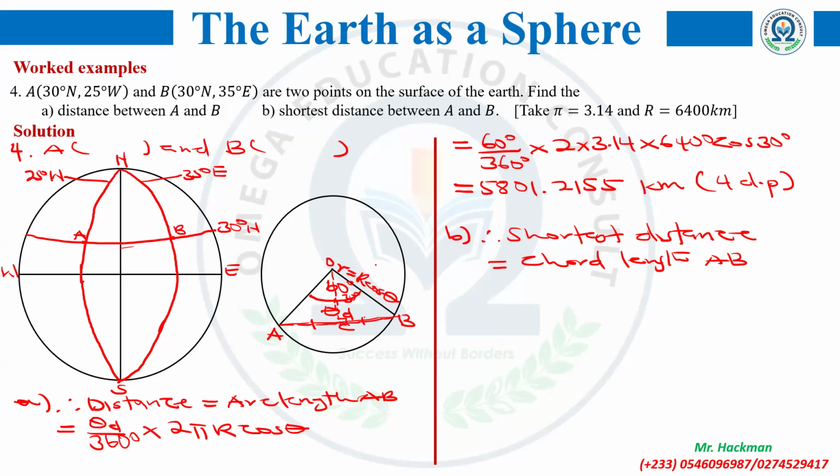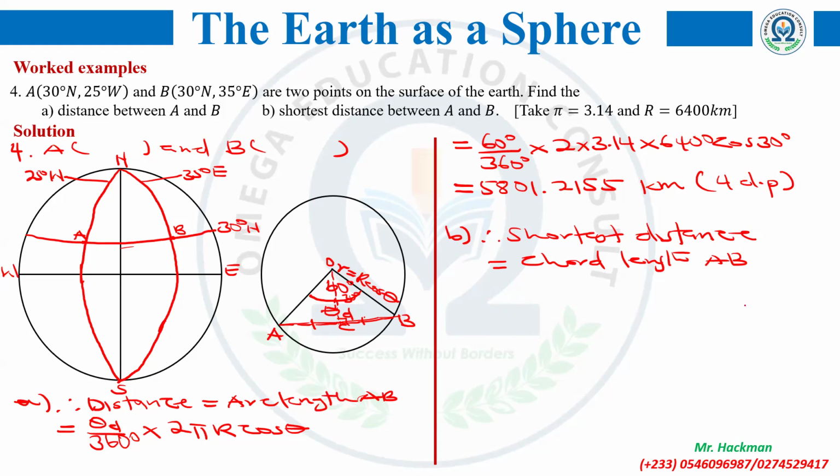So if I'm considering this particular triangle that I have here, I can find the length here. Okay, now we are going to find the chord AB. So I am going to extrapolate whatever we have here. Let me do that as rough work.